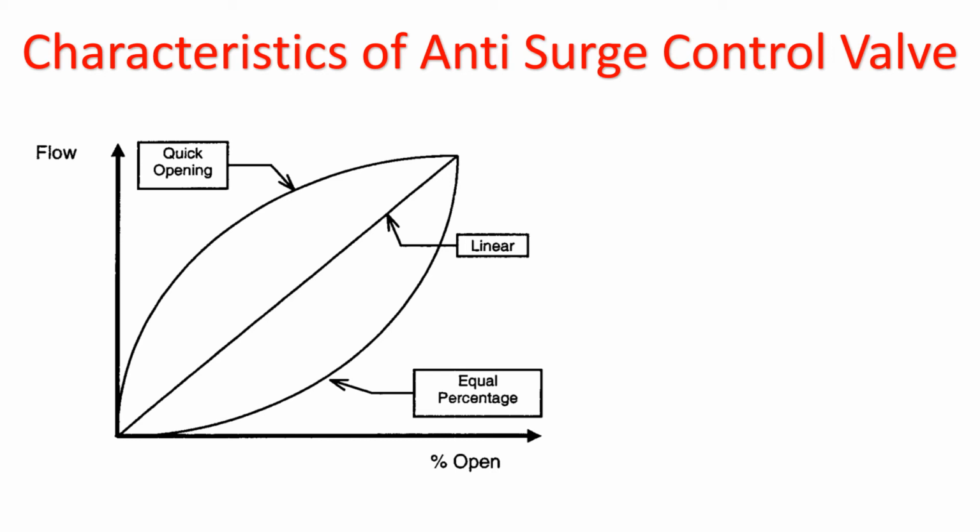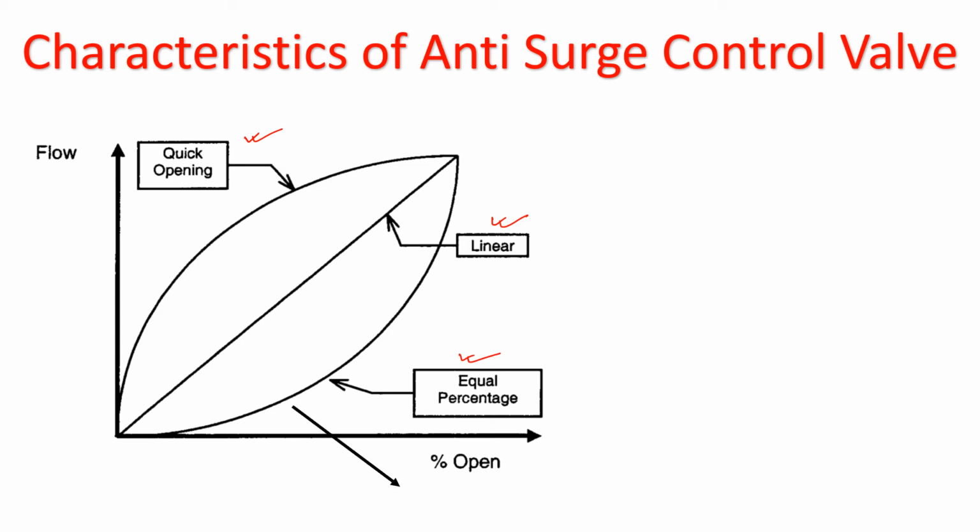So, characteristics of the control valve. Unlike any other control valve, three characteristics are possible here. One is quick opening, another is linear, and third is equal percentage. Obviously linear is the preferred choice because of the linear gain over its whole range. So linear valves are obviously preferred.